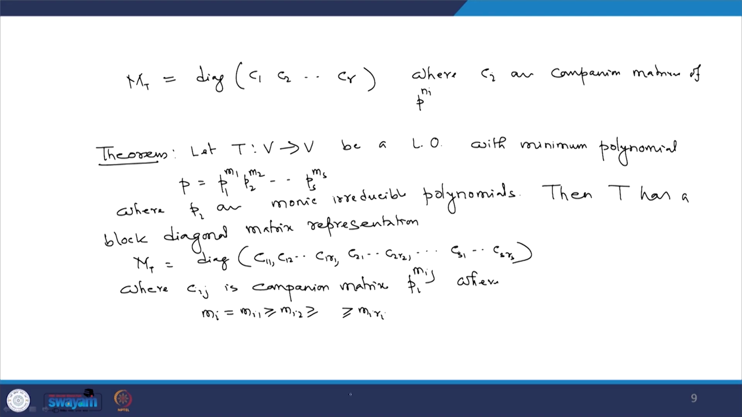diagonal, I mean the diagonal entries will be C11, C12, up to C1R1, C21, up to C2R2 and like that, where Cij is the companion matrix with respect to the polynomial pi to the power mij, where again the same relation holds good, that is mi equal to mi1 greater than or equal to mi2 greater than or equal to and so on.